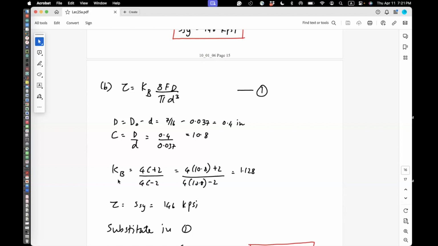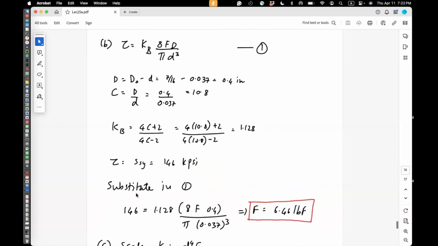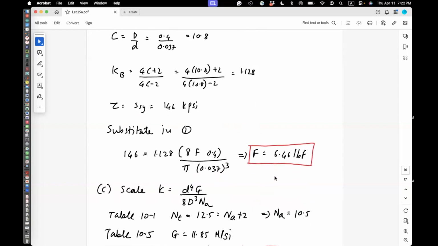We then compute the Bergstrasser factor Kb, 4C plus 2 divided by 4C minus 2. And then since we are told the torsional yield strength, tau is SSY, 146 kpsi. So we substitute all these values in and solve for F. So we get F equals 6.46 lbf.